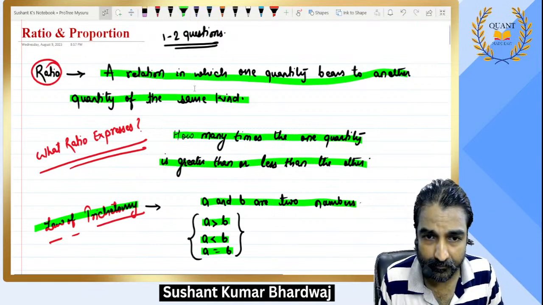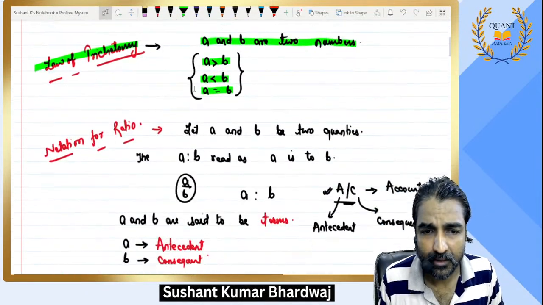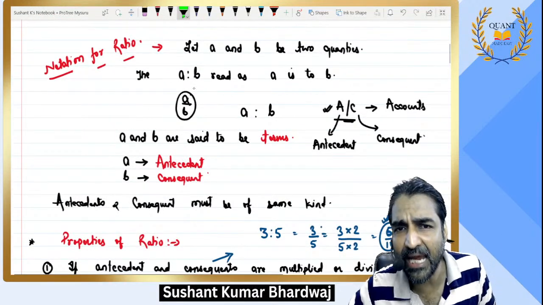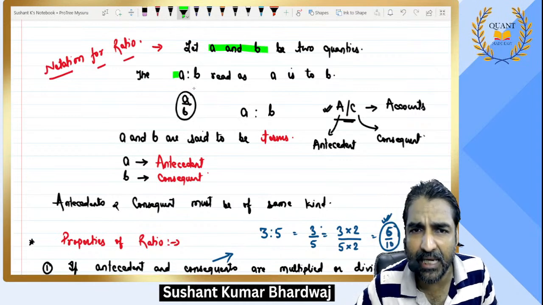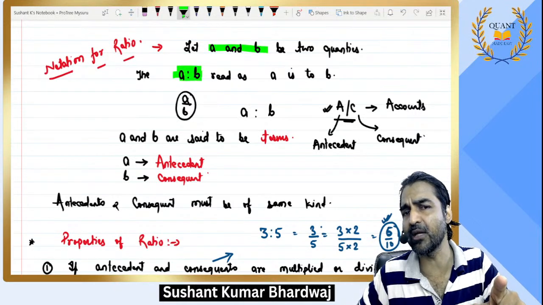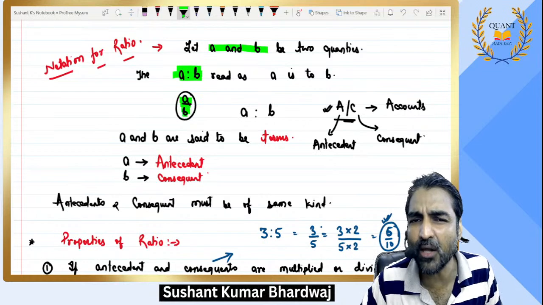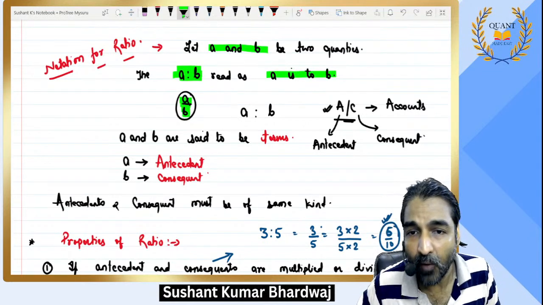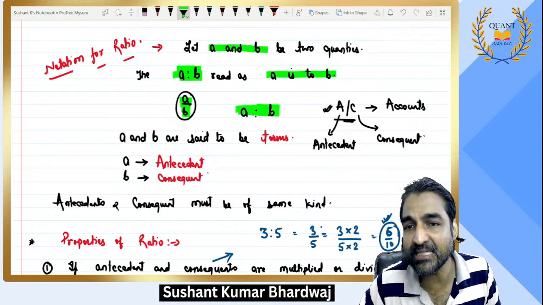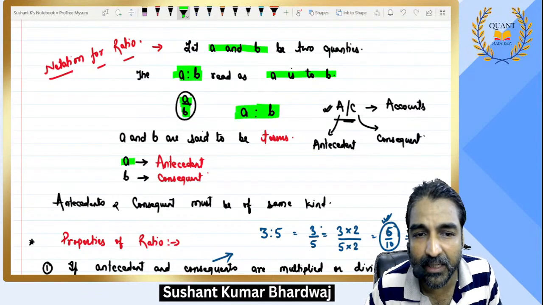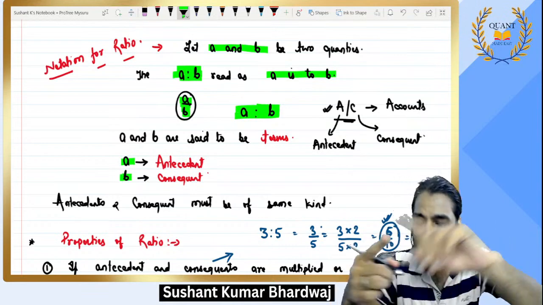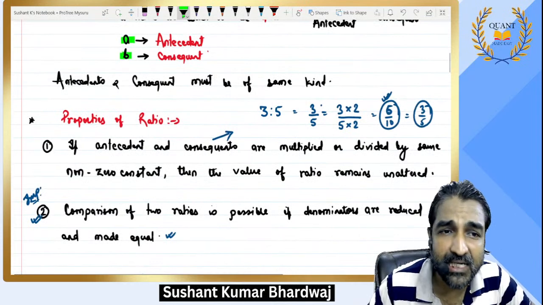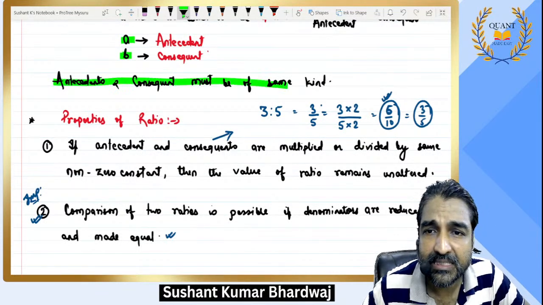Clear? Now, notation for ratio. A and B are two quantities, then A is to B, A ratio B, is the notation, and this is nothing but A upon B, read as A is to B. In A is to B, A is said to be the antecedent and B the consequent. Clear? Antecedent and consequent must be of the same kind.